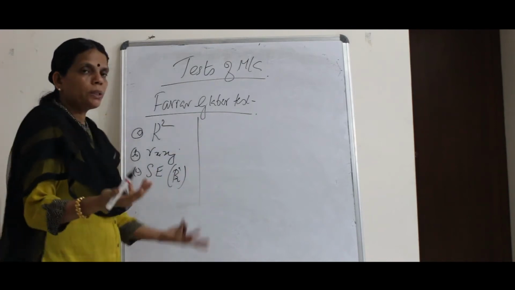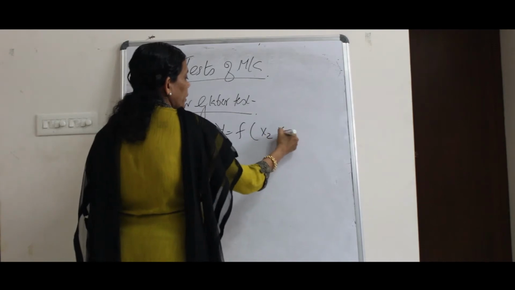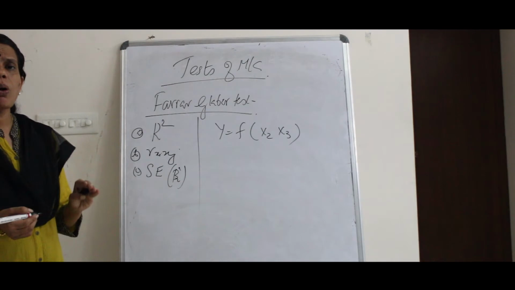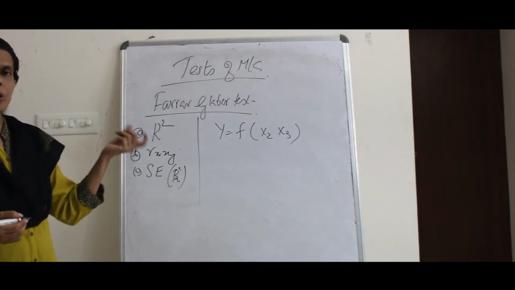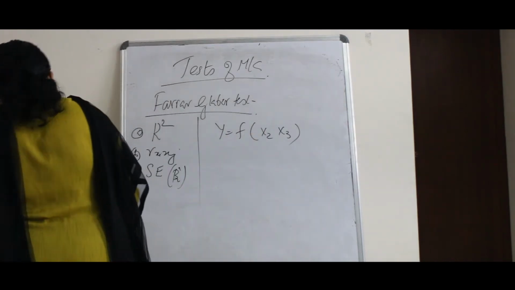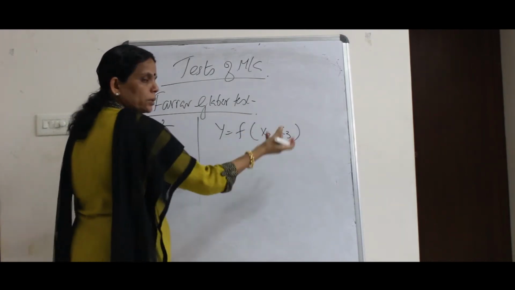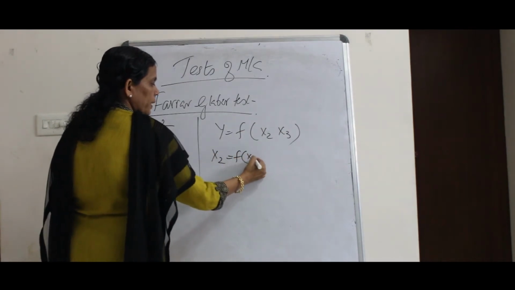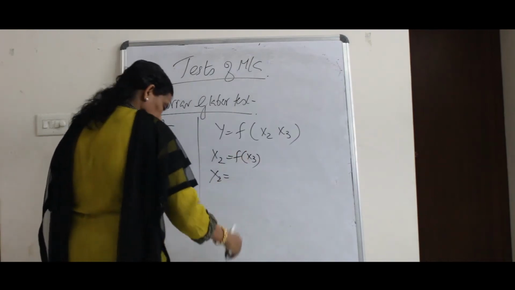So what is the methodology? Suppose you are having this regression function y as a function of x2 and x3. You are asked to perform all auxiliary regressions. What is auxiliary regression? Supplementary or small regressions of what? These explanatory variables. Explanatory variables have to be regressed on each other. Suppose I will regress x2 as a function of x3.